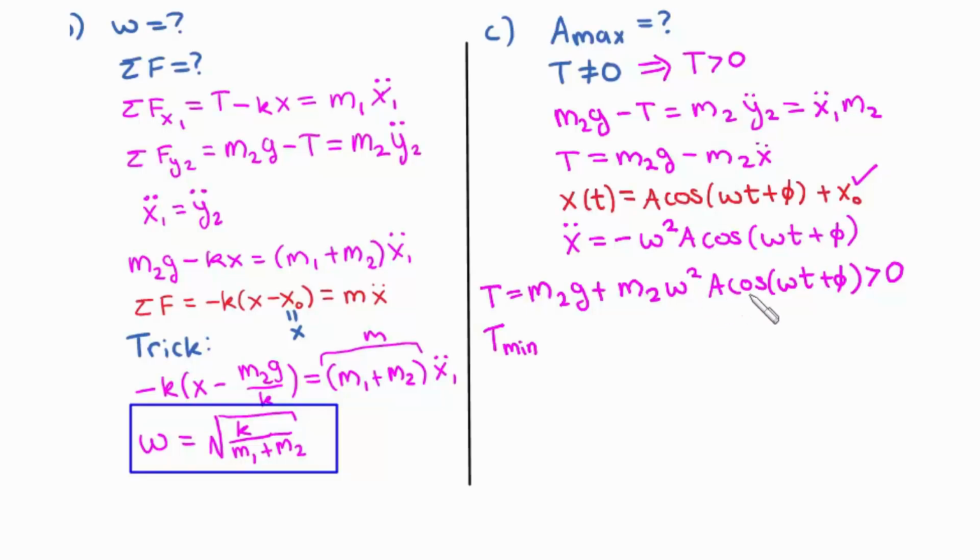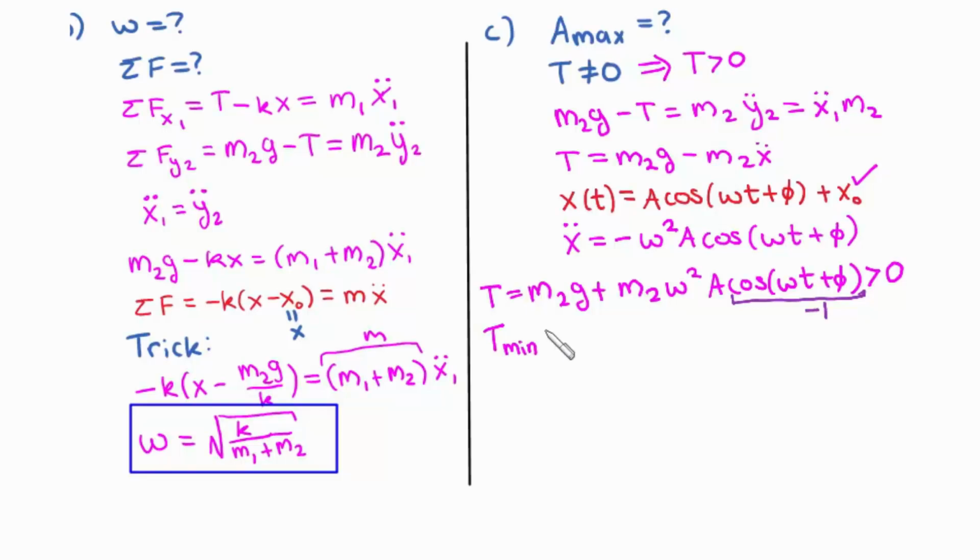One way to find when my tension will be at a minimum is to take the derivative of this expression. But an easier way is to check what my minimum value for cosine of omega t plus phi can be. As we know, the minimum value that sine or cosine can be is negative 1. That's the minimum value this expression can possibly be.